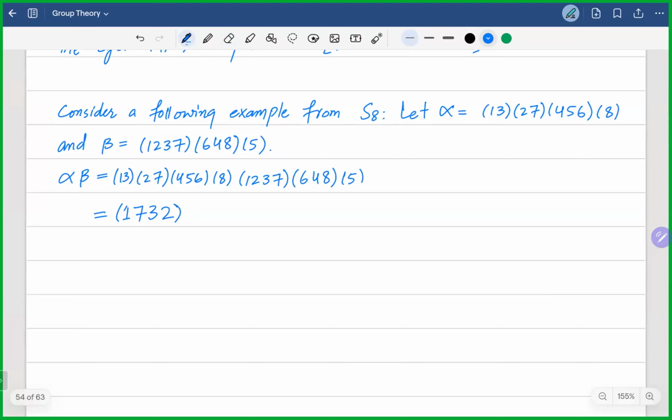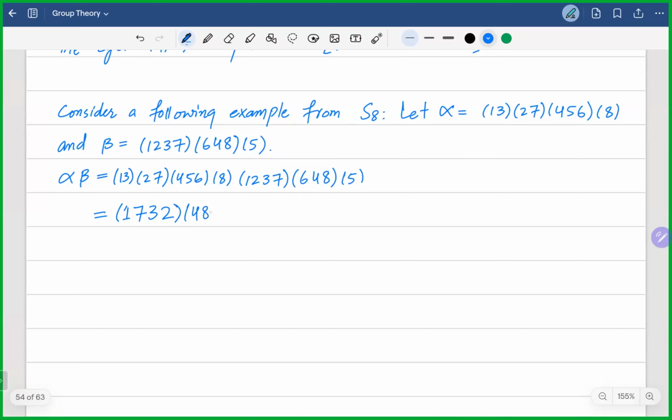Now we have (1 7 3 2). Now let's see where 4 is going. In this, 5 fixes 4, (6 4 8) sends 4 to 8, but 8 is fixed here. So 8 is fixed here. That means 4 goes to 8.